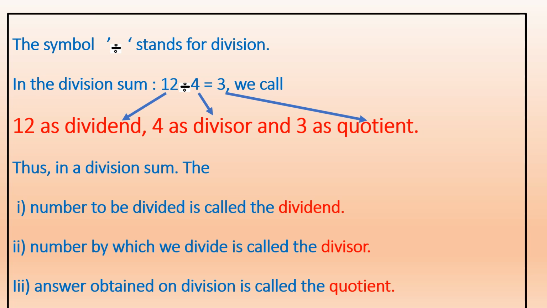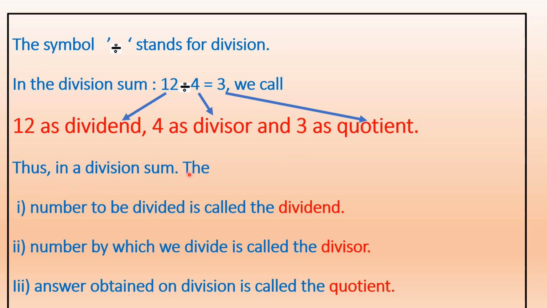Okay. The symbol ÷ stands for the division sign. Suppose we have taken a question: 12 divided by 4. So in this sum, 12 divided by 4, we get the answer 3. 4 3s are 12. So this number which is being divided is called the dividend. In this case, 12 is the dividend. The number by which we are dividing is called the divisor. So here 4 is the divisor and the answer is called the quotient. So here 3 is the quotient.